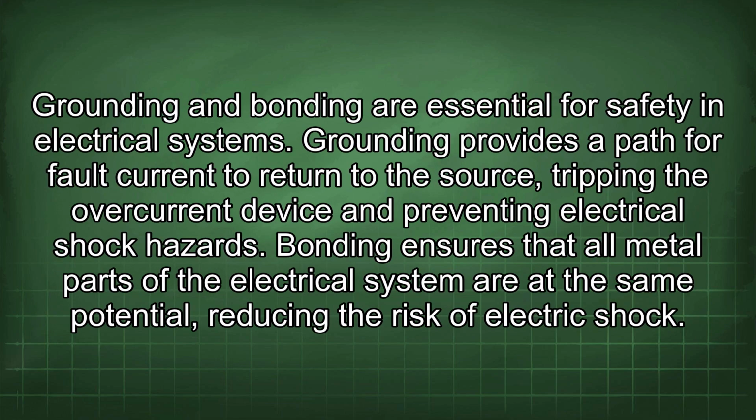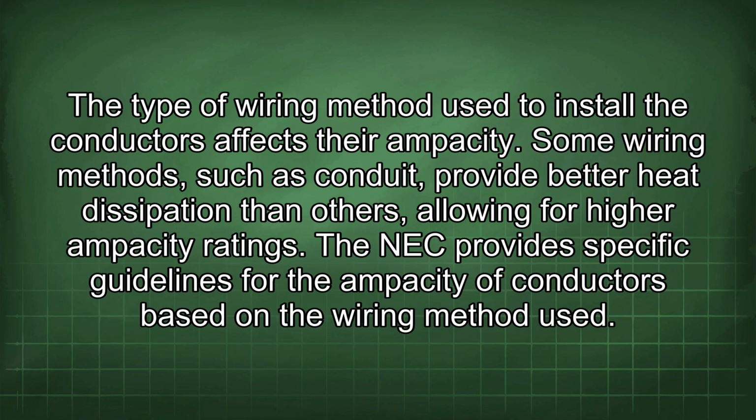Grounding and bonding are essential for safety in electrical systems. Grounding provides a path for fault current to return to the source, tripping the overcurrent device and preventing electrical shock hazards. Bonding ensures that all metal parts of the electrical system are at the same potential, reducing the risk of electric shock. The type of wiring method used to install the conductors affects their ampacity.